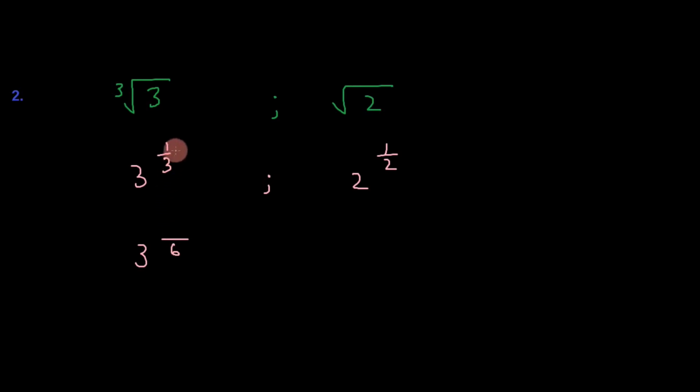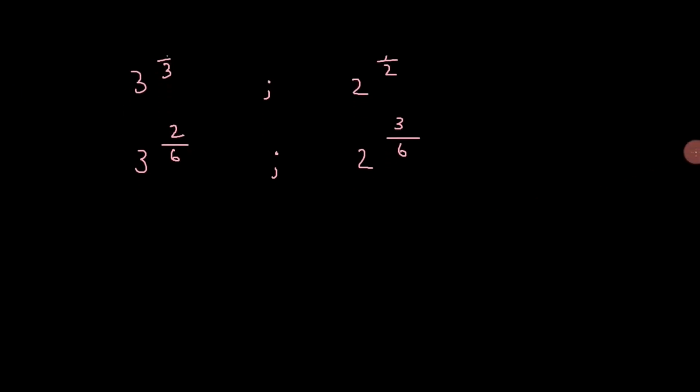So we have 6 as an LCD. 3 into 6 twice, times 1 is 2. So 2 over 6 is the same as 1 over 3. And here we have 6 in the denominator. 2 into 6 thrice, times 1, which is 3. Now we convert back to surd form. So it's the sixth root of 3 squared. And here we have the sixth root of 2 cubed.